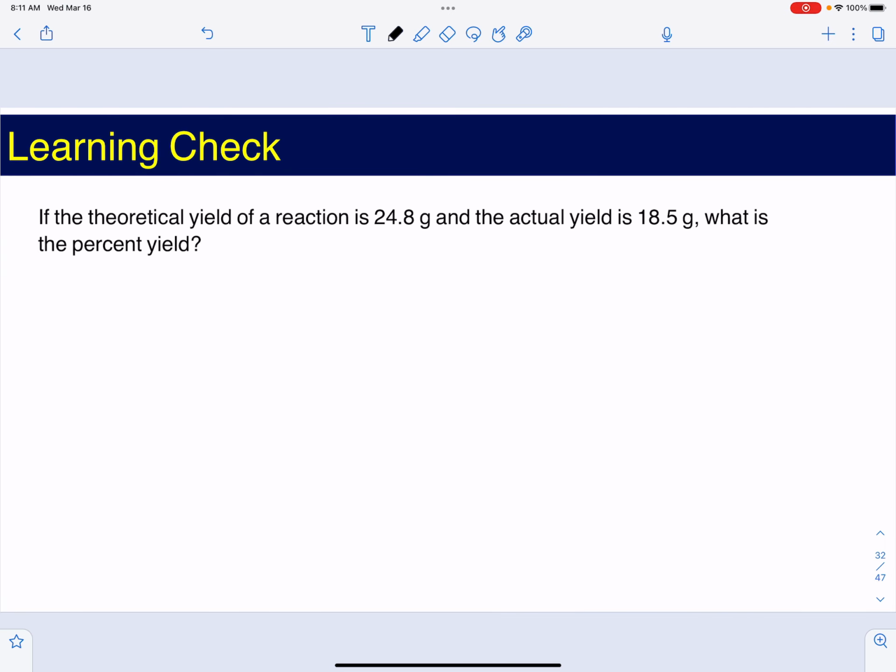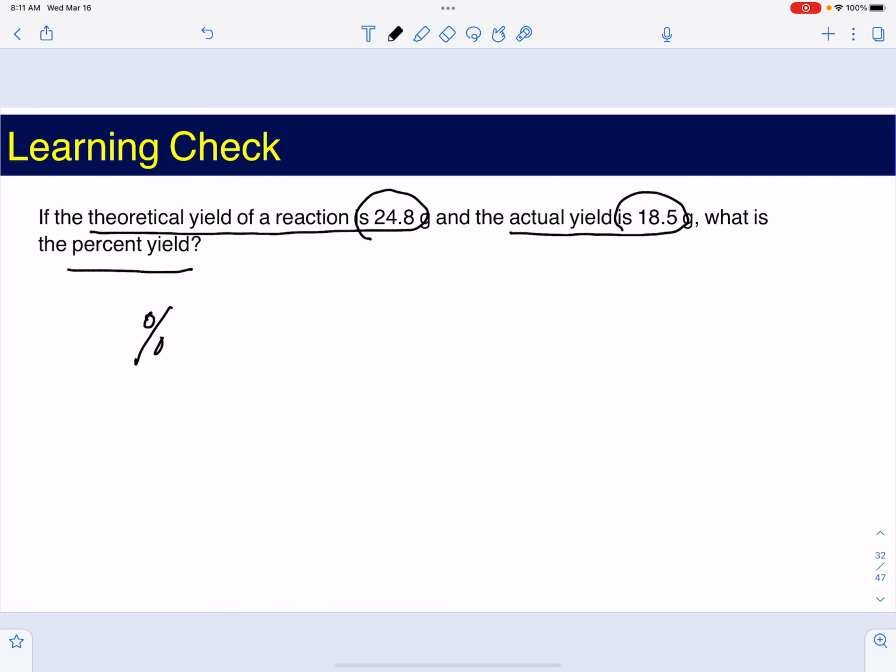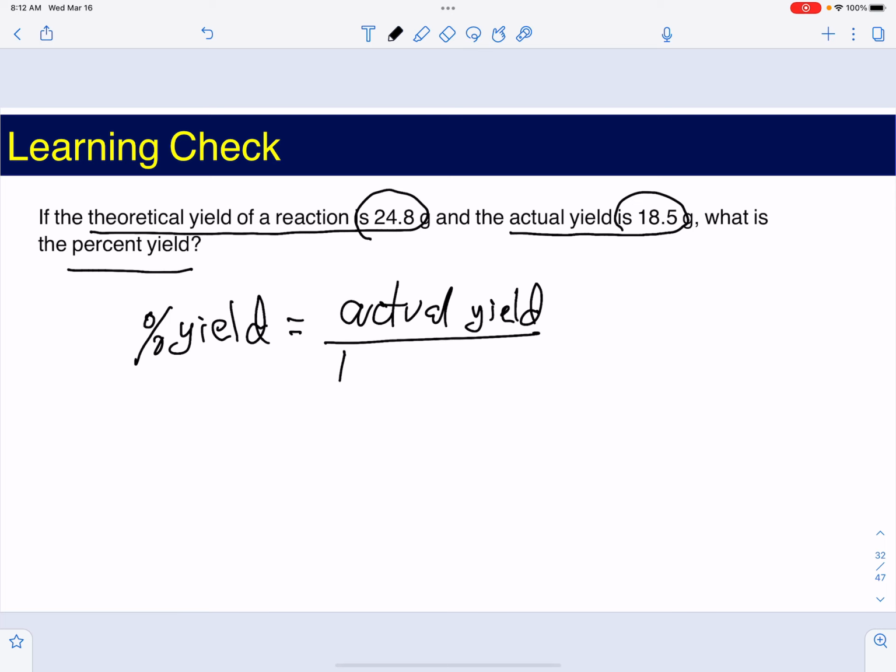So let's do something else now. On this problem, we are given the theoretical yield. So this is the theoretical yield. And we are given the actual yield. And the question is, what is the percent yield? It's an easy problem. Percent yield is nothing more than the actual yield divided by the theoretical yield. And then multiply by 100.